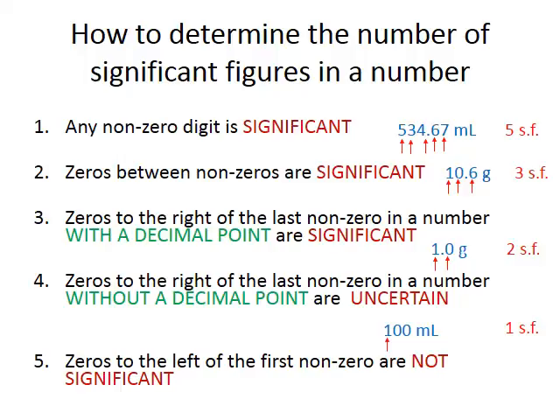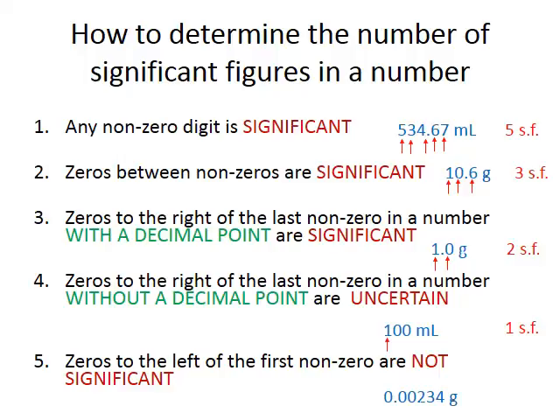Finally, zeros to the left of the first non-zero are never considered significant. Okay, so these are called leading zeros, and you find them in numbers that are much smaller than 1. So the zeros, and there are 3 of them here at the beginning, are simply there to show that the number is smaller than 1 and that our first non-zero measurement starts at the 1000th place.